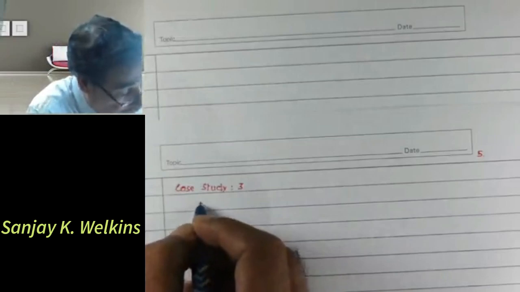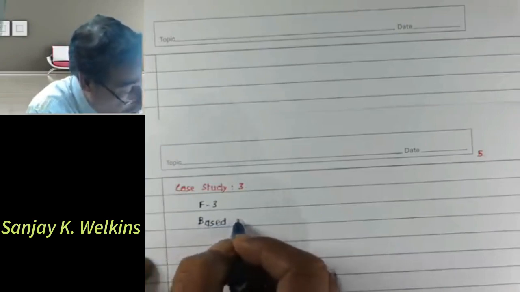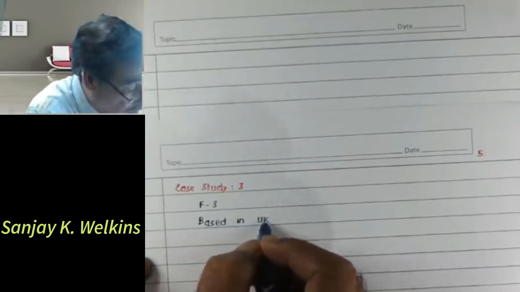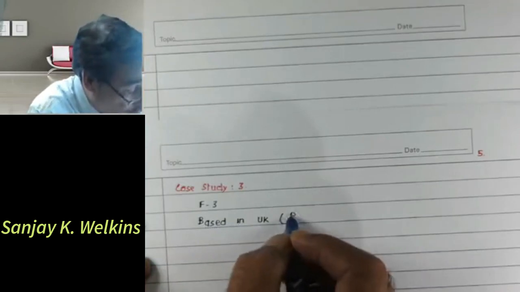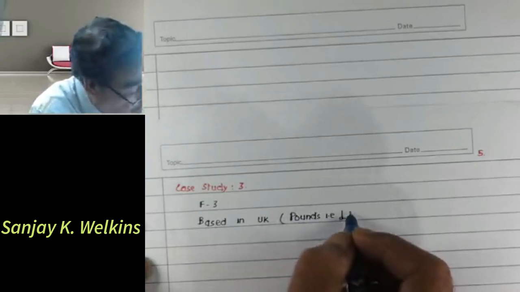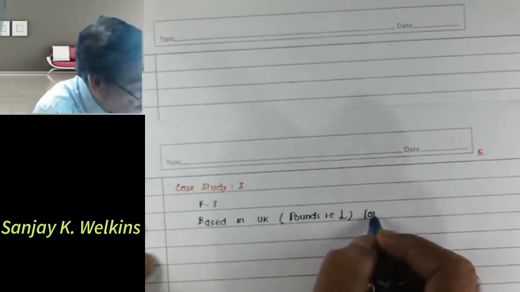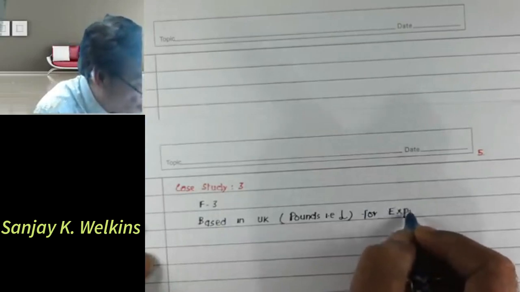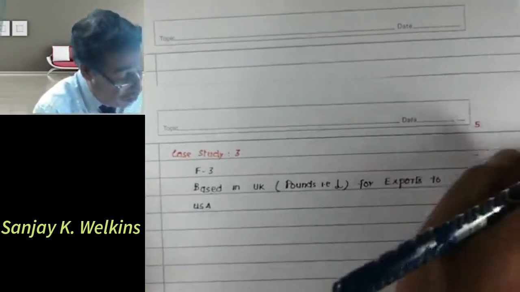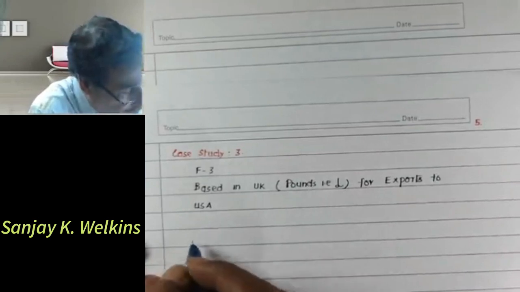there is an entity F3. We further presume that this particular entity is based in UK, United Kingdom, not USA, and currency of United Kingdom, each one of us is aware of it, is pounds. So F3 is based in UK for exports to USA. F3 is an entity which is based in UK, but it is basically meant to export goods to USA.